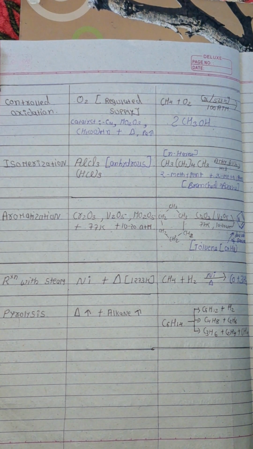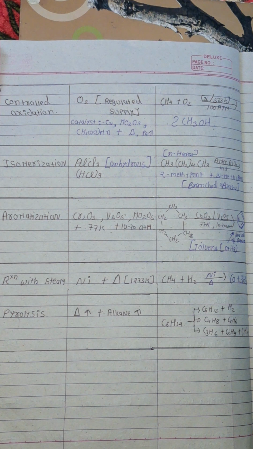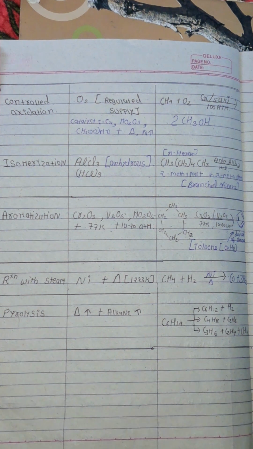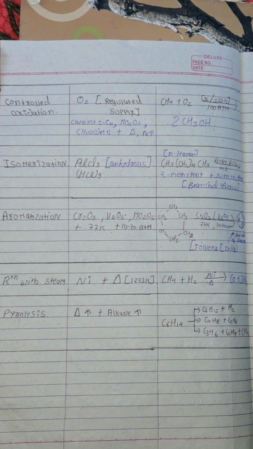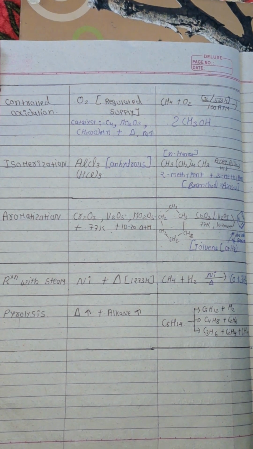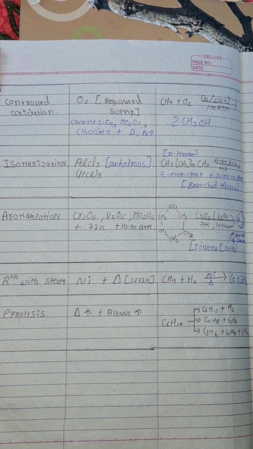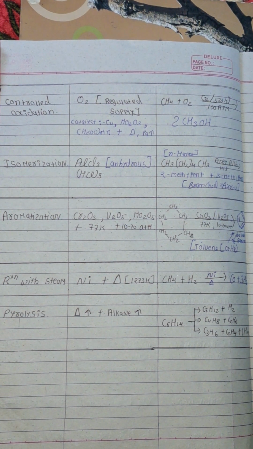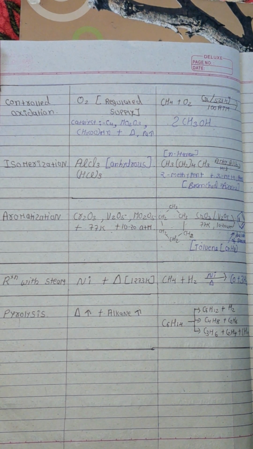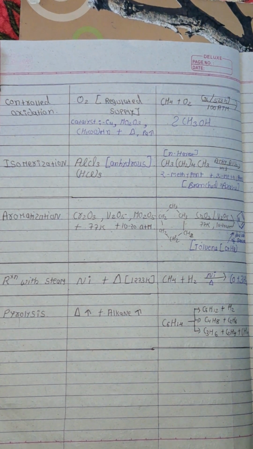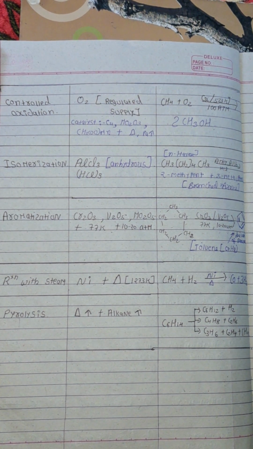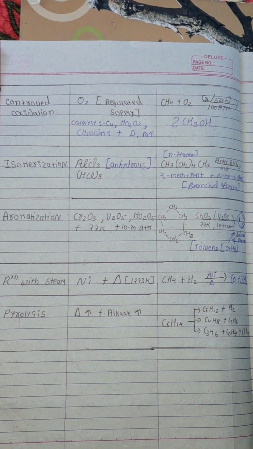Okay, now the third type of oxidation is controlled oxidation. Here the supply of O2 is regulated in presence of catalysts like copper, Mo2O3, CH3COO Mn, and at higher temperature and higher pressure. The reaction is methane plus O2 in presence of catalyst, 100 atm pressure, 523 Kelvin temperature, gives different products according to the suitable catalyst. Here we get the product CH3OH, meaning methanol.